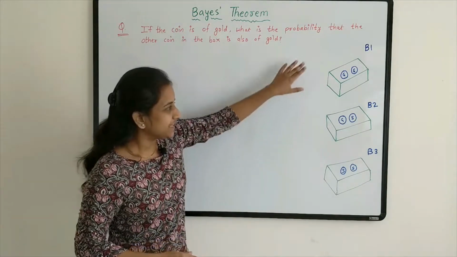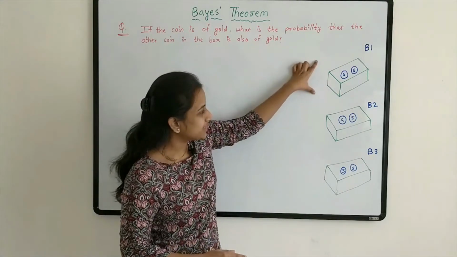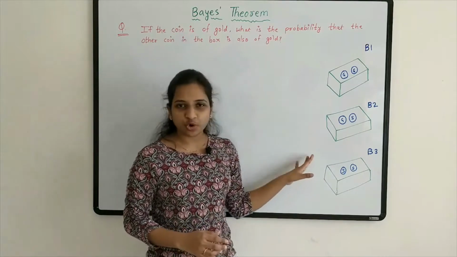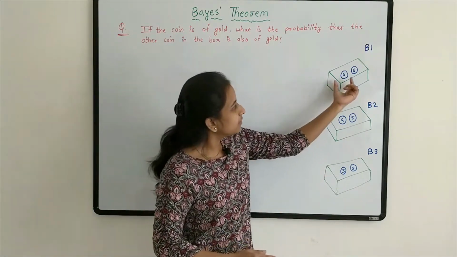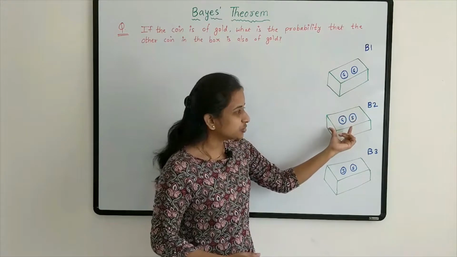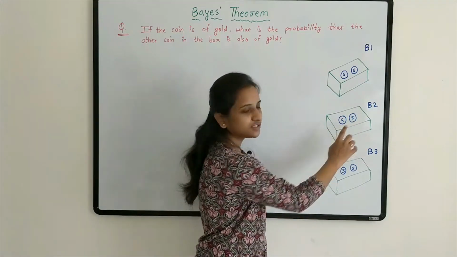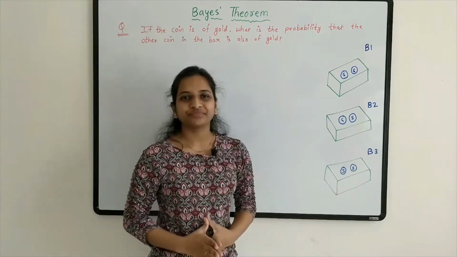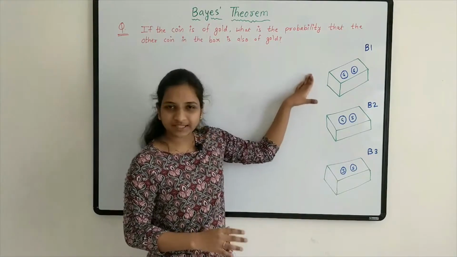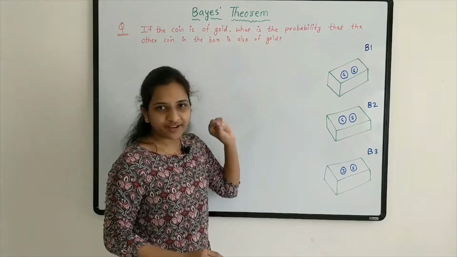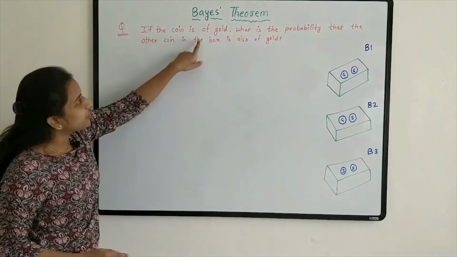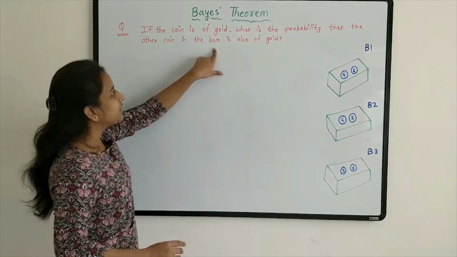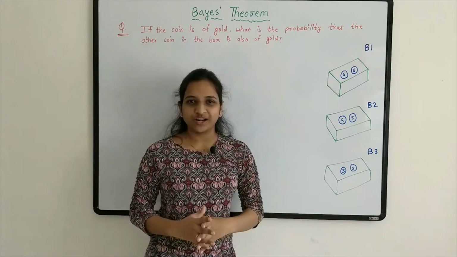In this example, there are three boxes: Box 1, B1, B2, B3. Each contains two coins. In box 1, both coins are gold coins. In box 2, one coin is gold, one is silver coin. In box 3, both coins are silver. A person chooses a box at random and takes out one coin. If the coin is of gold, what is the probability that the other coin in the box is also of gold?